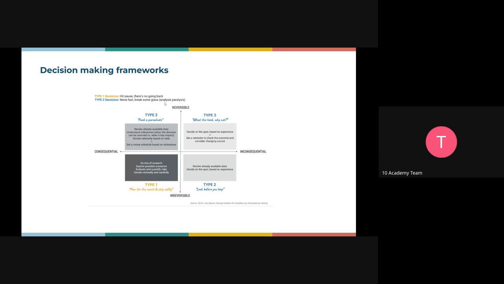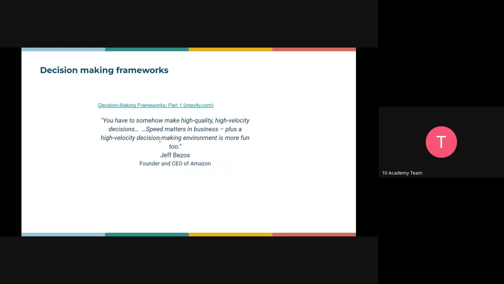So if you tend to have that kind of analysis paralysis where you take a long time to make a decision because you simply can't choose, both of them have equal pros and cons, and sometimes you can be stuck. So if you go here, there's a link, you can go read more about it, but what he says is you have to somehow make high quality, high velocity decisions. In business, speed matters a lot.